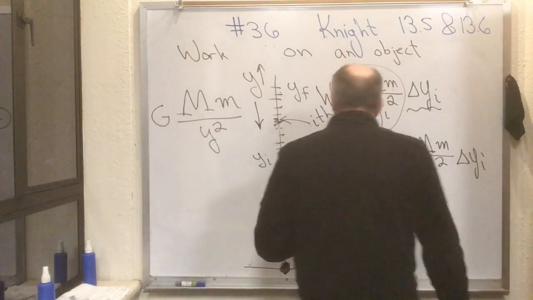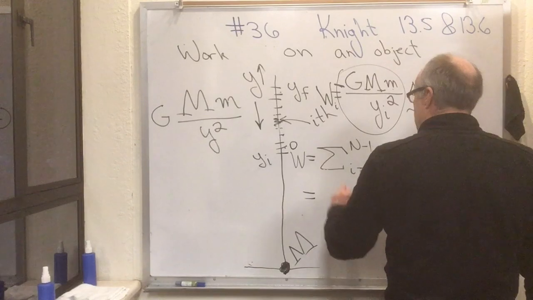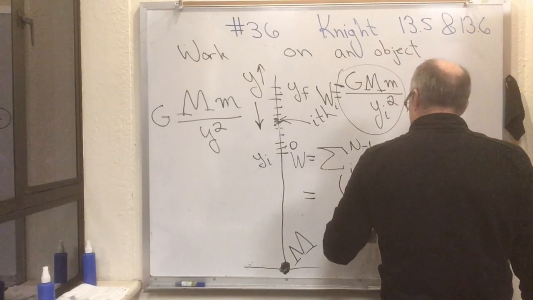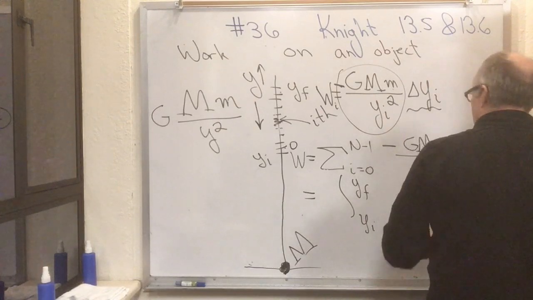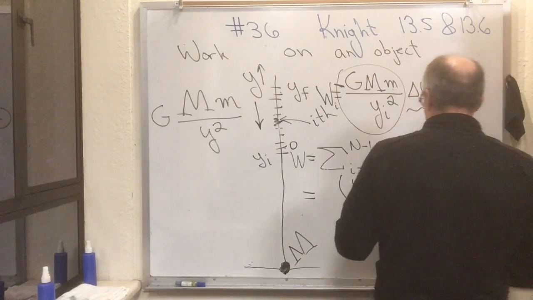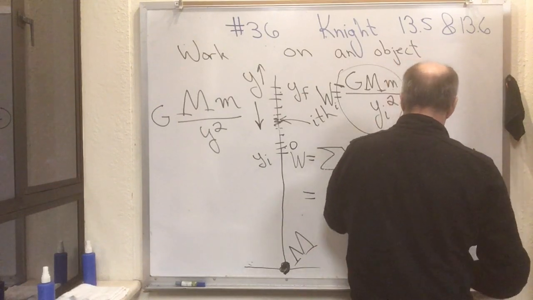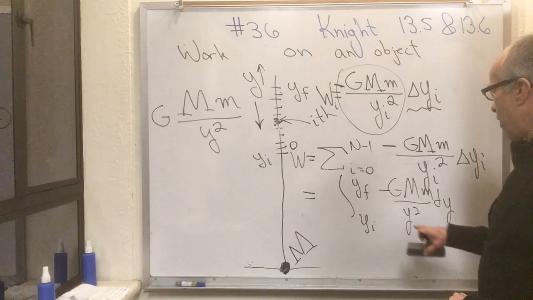You don't need to know this integral yet if you don't know integrals yet. I'll just tell you, though, if you do know integrals, this is the integral from y initial to y final dy of minus GMm over y squared. That integral is not a hard integral to do.